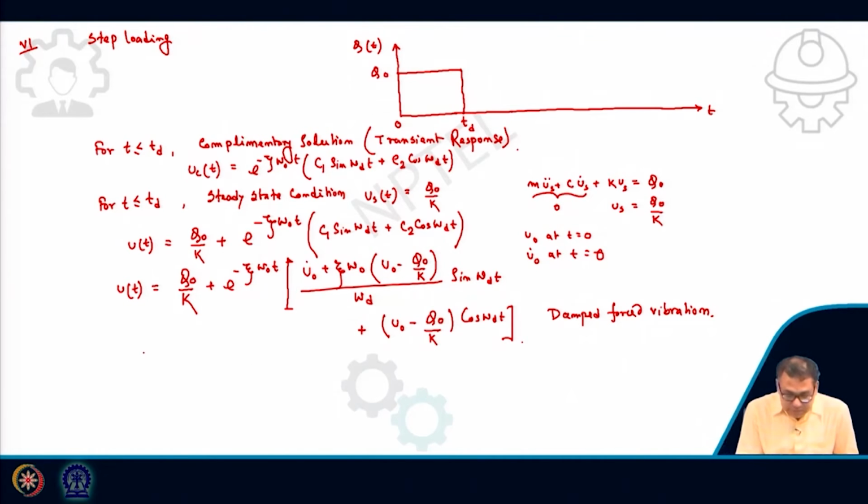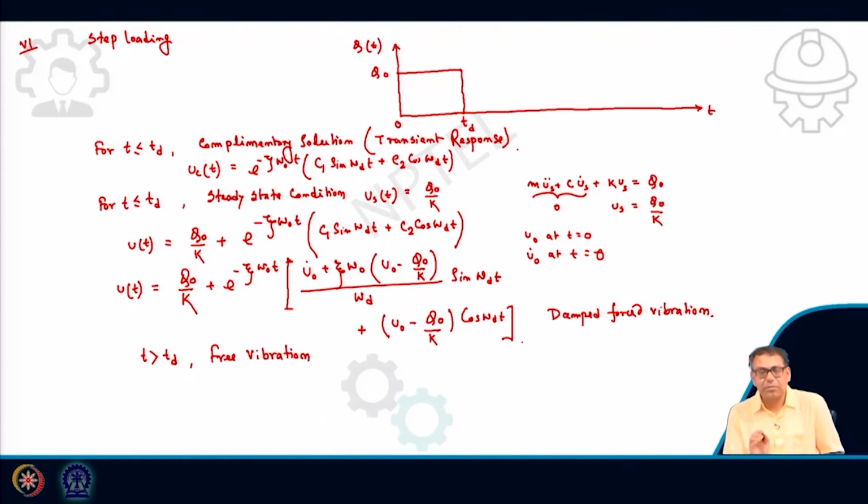Now for the T greater than Td condition, what will be the thing? That will be free vibration, because here loading will not be applied. So what will be there? In that free vibration you will get the equation and the initial condition for this region, when T is greater than Td. You will get the equation for response for free vibration.